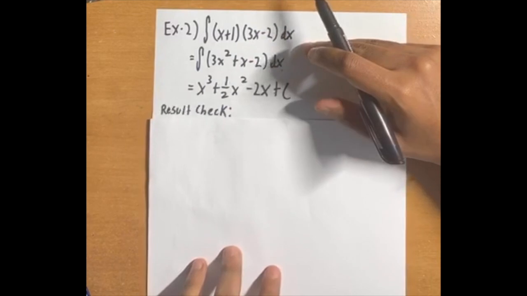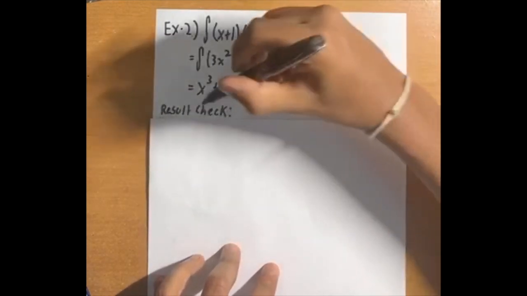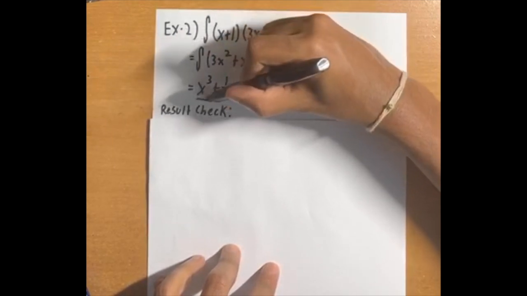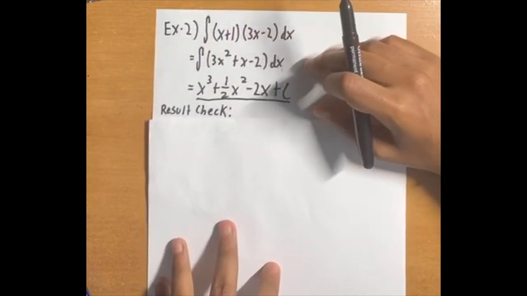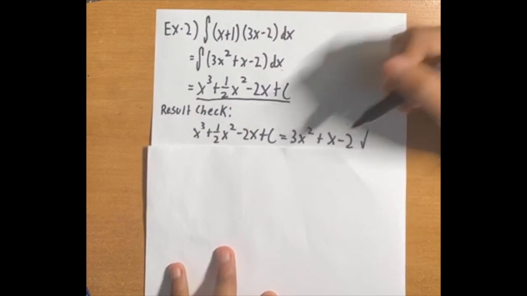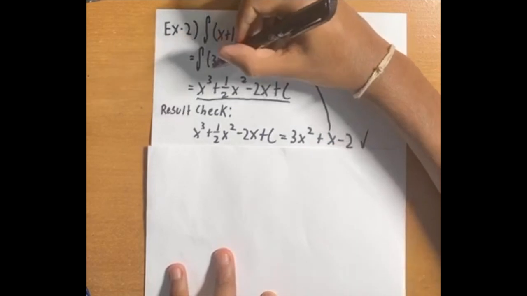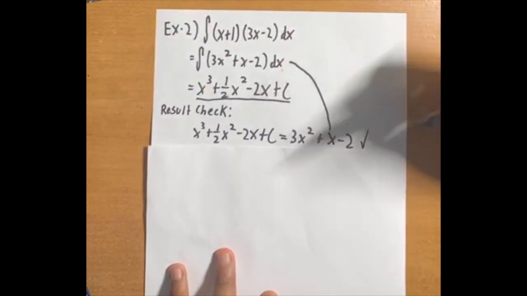Next, since it wants us to check the results, we differentiate our solution. When we do that, we get 3x squared plus x minus 2, which you can see in our expanded equation is the same. So that means that our result is correct.